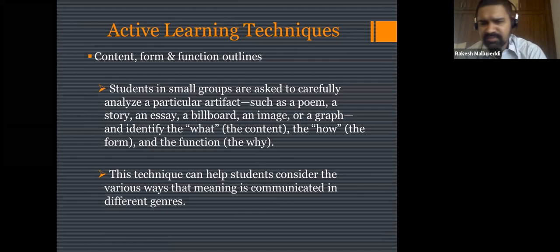Basically it improves the communication between the students. It improves the thinking patterns of the students. So yeah, it helps students consider the various ways that meaning is communicated. When they think of this what, how, and why, they can come up with different variations for each of them.